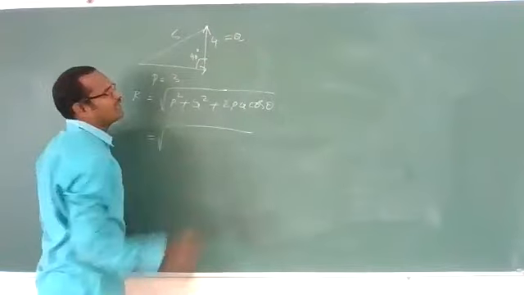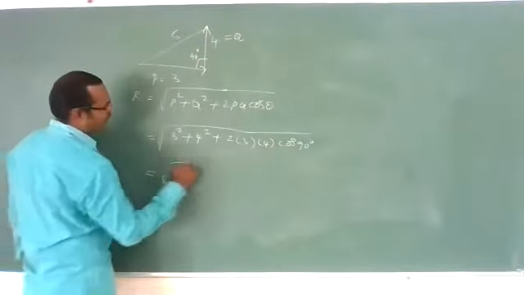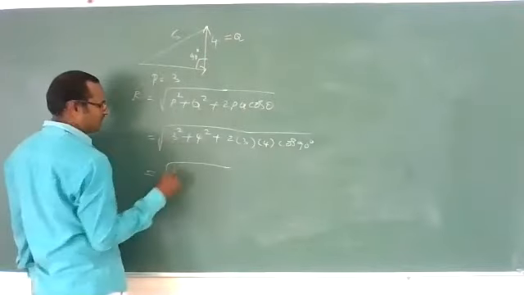P is 3 square plus 4 square plus 2 into 3 into 4 into cos 90. Root of 3 square is 9 plus 4 square is 16 plus 0. Cos 90 is 0, and 0 into anything is 0. It means root of 25. That means 5. This will be 5. Okay.